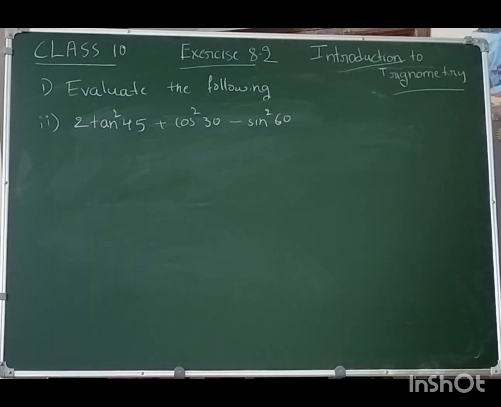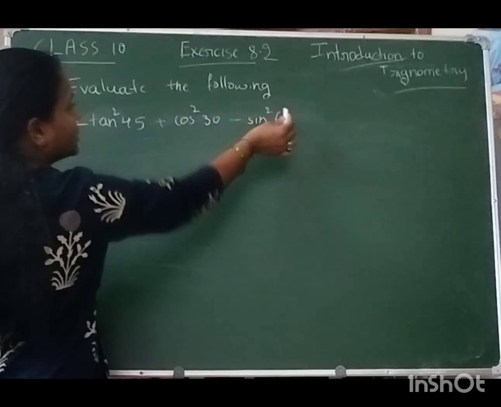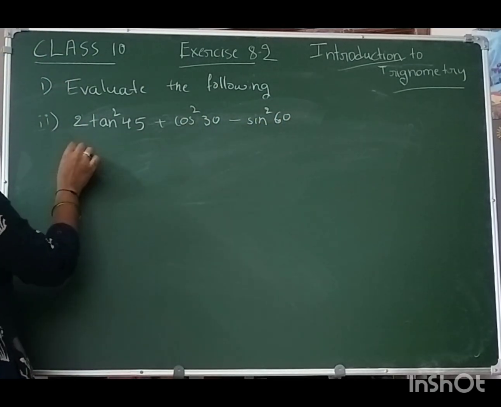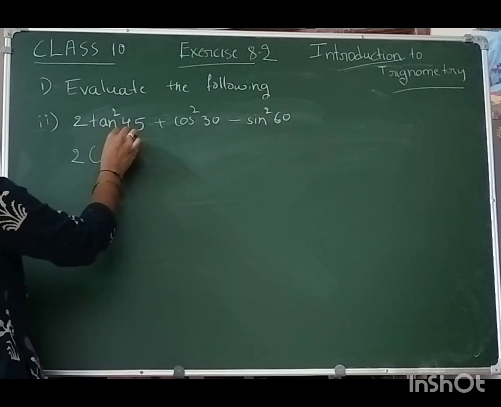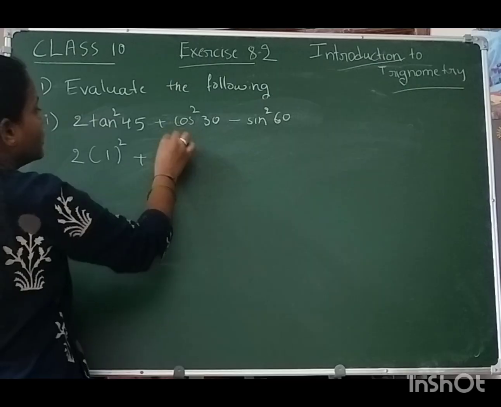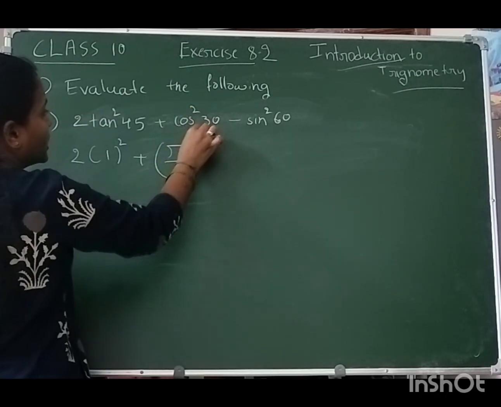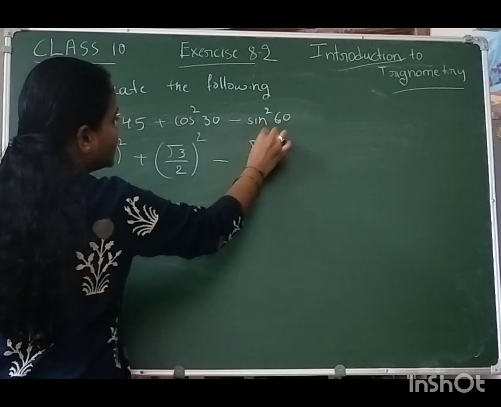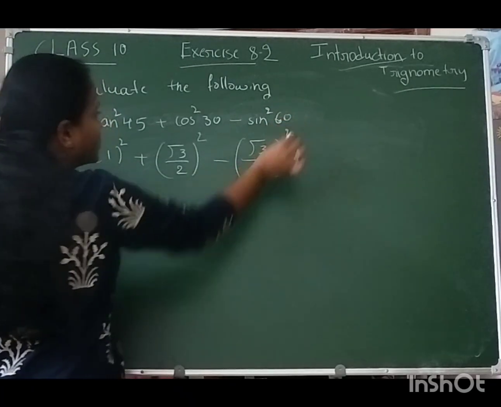Next we'll move to the second question, sub-question, that is 2 tan square 45 plus cos square 30 minus sin square 60. By substituting the value of tan 45 as 1, plus cos 30, we know it as root 3 by 2. So it will become root 3 by 2 whole square. Similarly, sin 60 is root 3 by 2. Here sin square is there. So root 3 by 2 whole square.